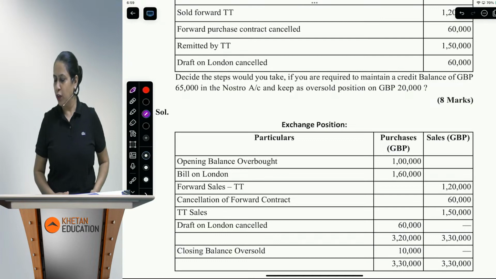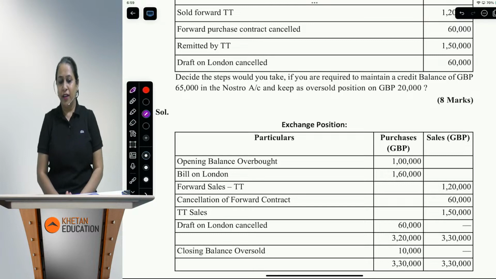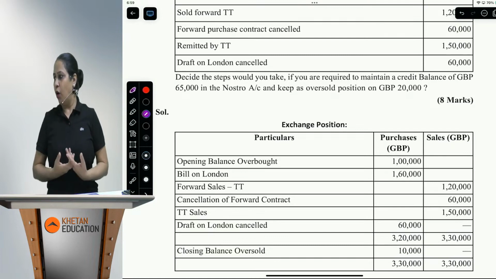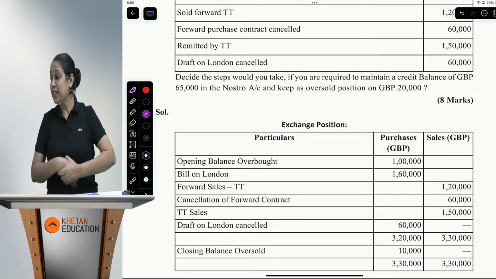DD, no Pooja, no beta. Draft on London cancelled. Draft on London means you issued a draft on London. DD sale है बेटा ये. DD sale है.